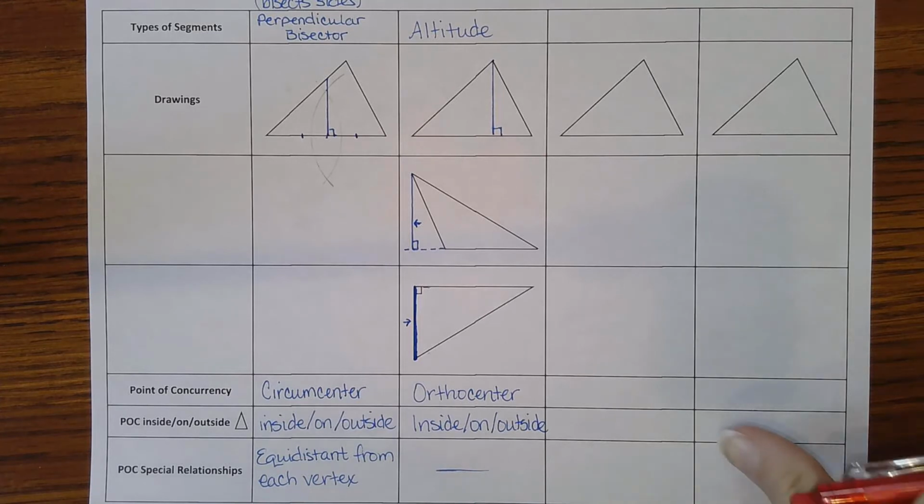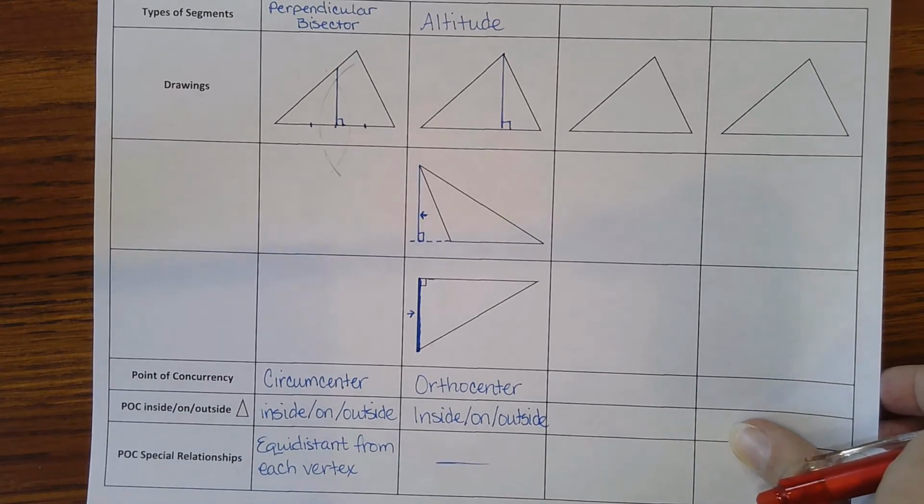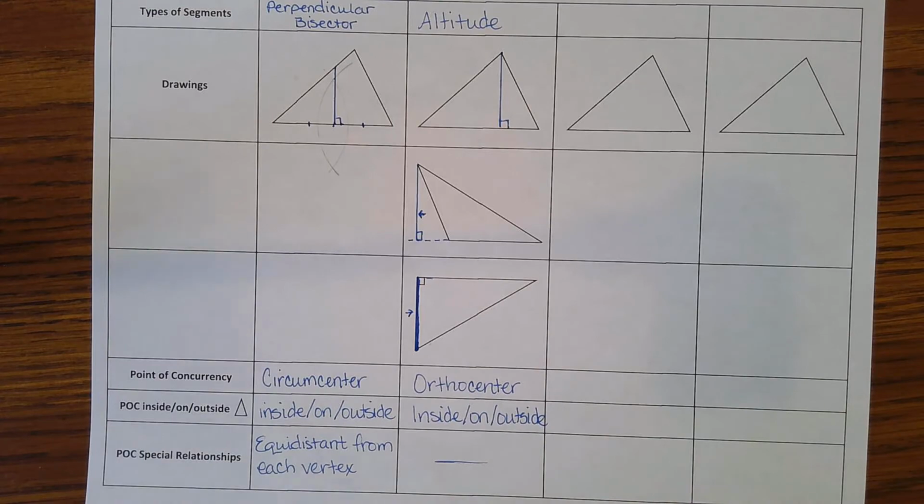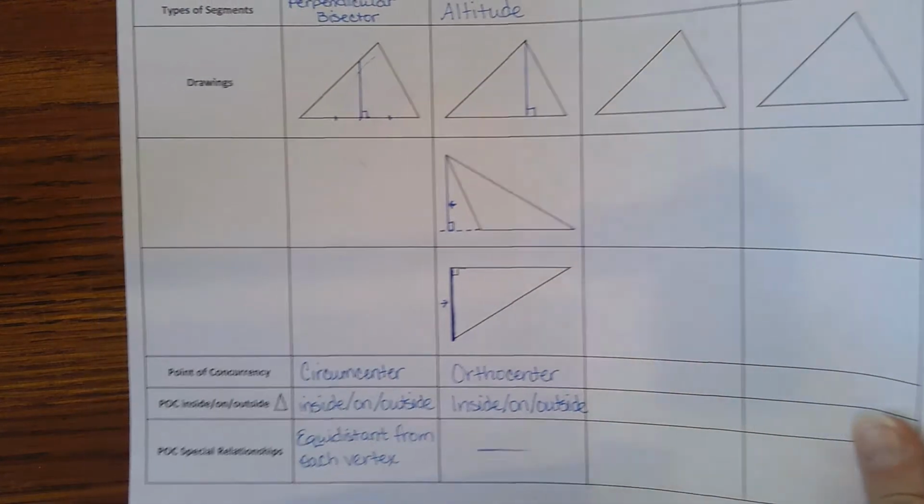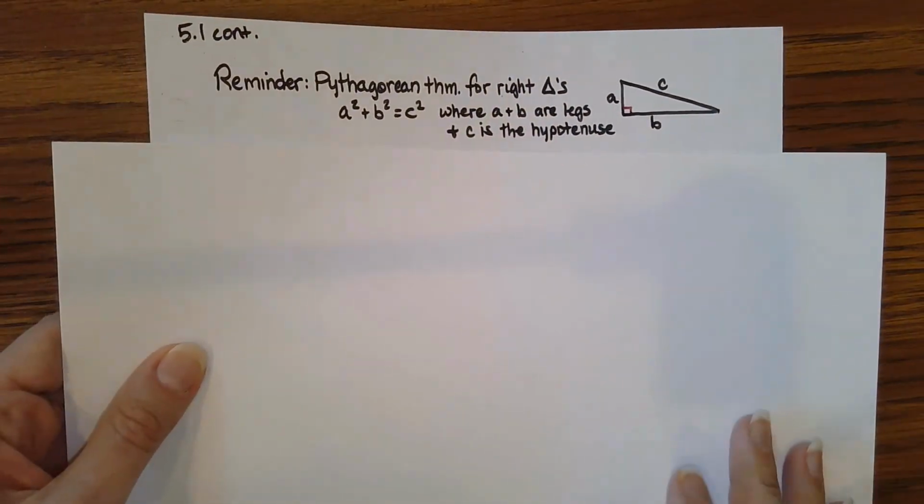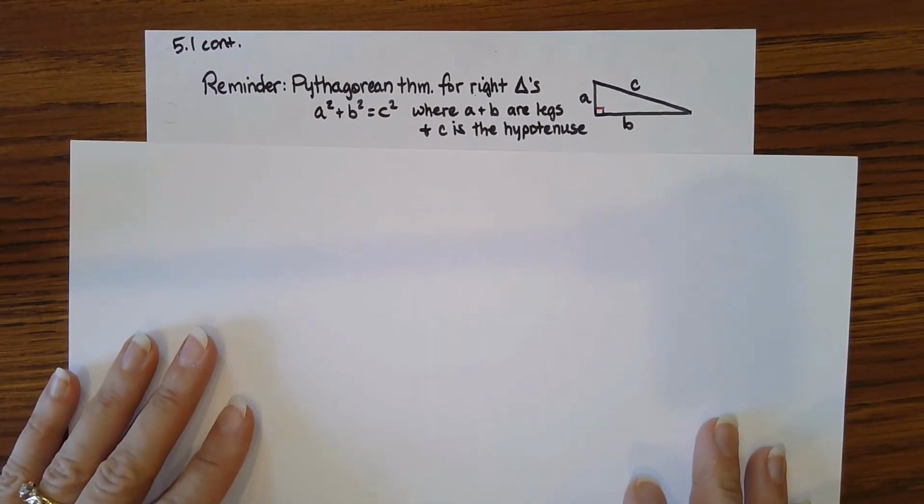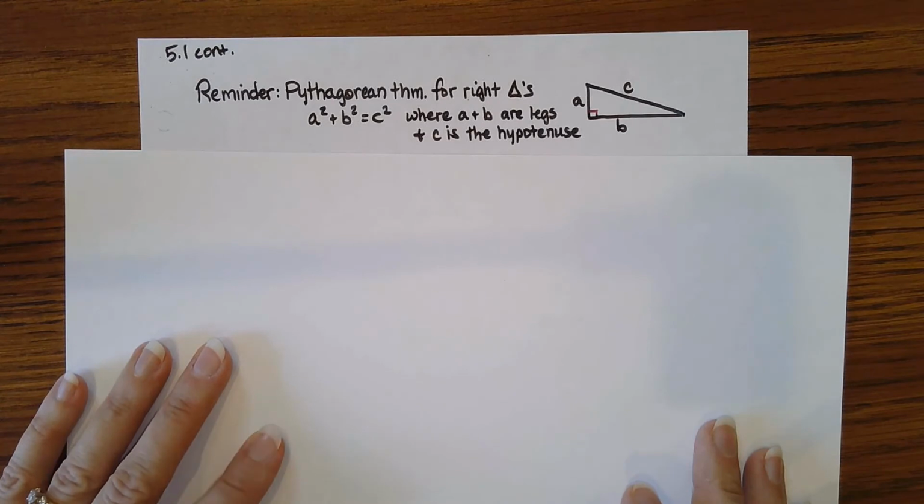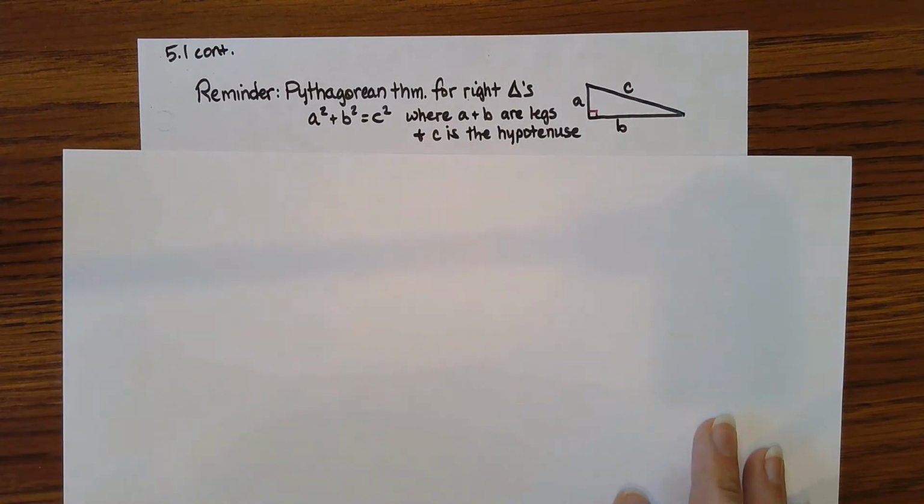That's what your chart should look like. Now, one more thing that I want to cover with you, because they're not just going to leave it as simple as, hey, answer these questions that you filled in from your chart. They're going to give you some other types of problems, and you'll need to know how to do them. So I want to remind you, Pythagorean Theorem for right triangles.